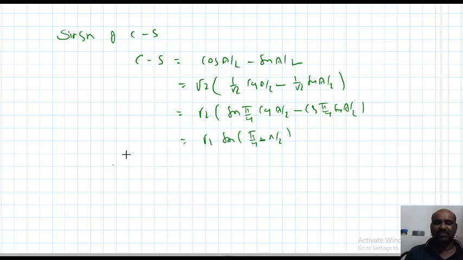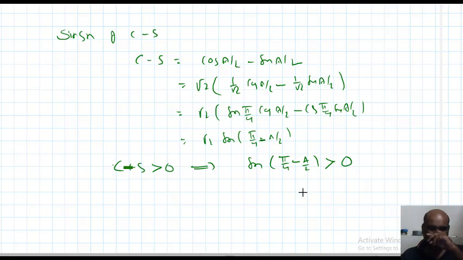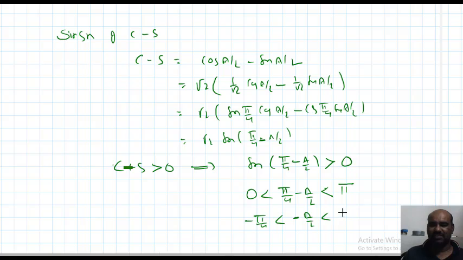So directly, just as I explained for cos a plus sin a, now here I want the angle to be such that, sorry, something wrong. Sin of pi by 4 minus a by 2 should be greater than 0. When this happens, 0 less than pi by 4 minus a by 2 less than pi, so minus pi by 4 less than minus a by 2 less than pi minus pi by 4. What is this? Minus pi by 4 less than minus a by 2 less than 3 pi by 4.